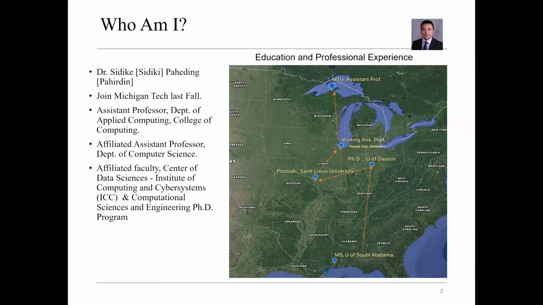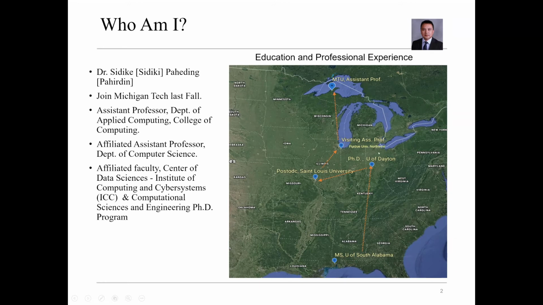Right after I finished my PhD, I went to St. Louis University in Missouri. I did a postdoc there, where I applied my skills in computer vision and machine learning to the remote sensing area. I did a lot of image analysis on satellite and UAV imagery, and we developed an intelligent tool that can automate many processes in geoscience and remote sensing.